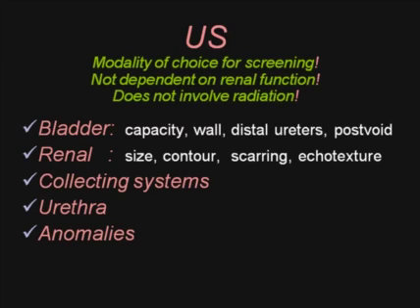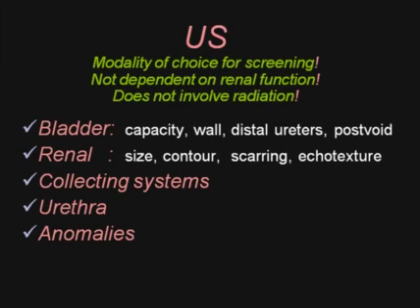As for the kidneys, we can look at the size, the contour, look for scarring, examine the echotexture, and so far as the collecting systems, we can generally see the distal ureters if they are dilated. By using decubitus positions, we can attempt to see the ureters between the pelvis and the distal end of the ureters. They are much more easily seen when they are dilated, and in fact, when they're not, we have very little chance of seeing them with ultrasound because of the surrounding bowel gas.